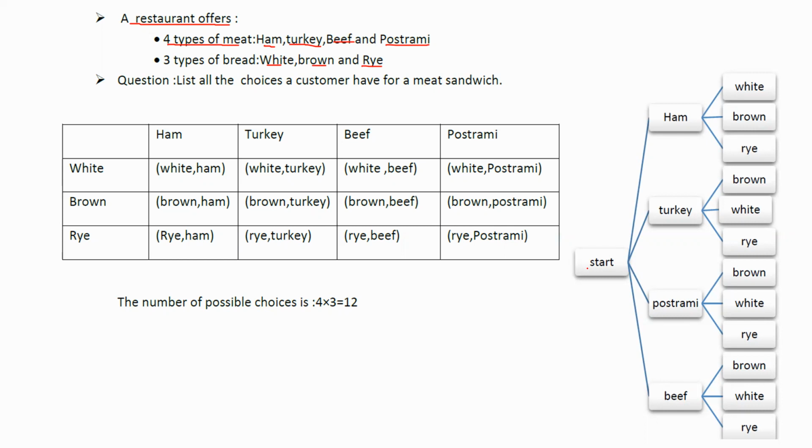We start with the types of meat: ham, turkey, and beef. With ham, we have 3 types of bread. With turkey, we have 3 types of bread. And with beef, we have 3 types of bread. So the total number of choices is 4 times 3 equals 12. It is not necessary to copy this table and this tree.